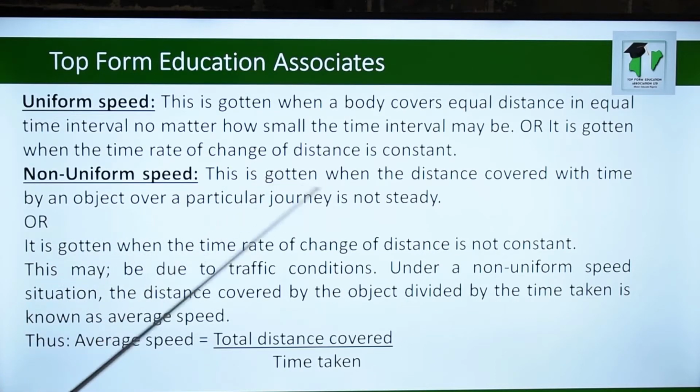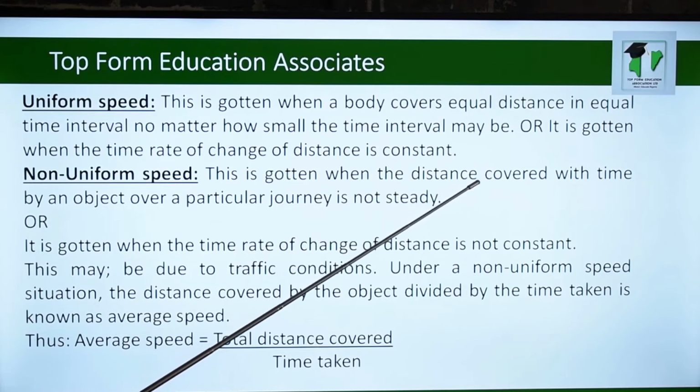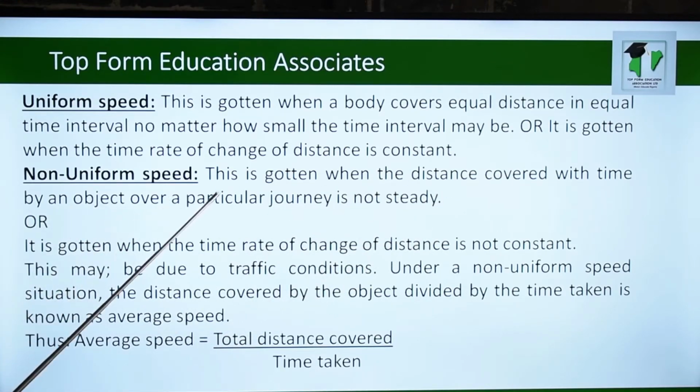The next one is non-uniform speed. This is gotten when the distance covered with time by an object over a particular journey is not steady. It is not constant at all. As we go ahead, we'll use examples to explain them. Or it is gotten when the time rate of change of distance is not constant.